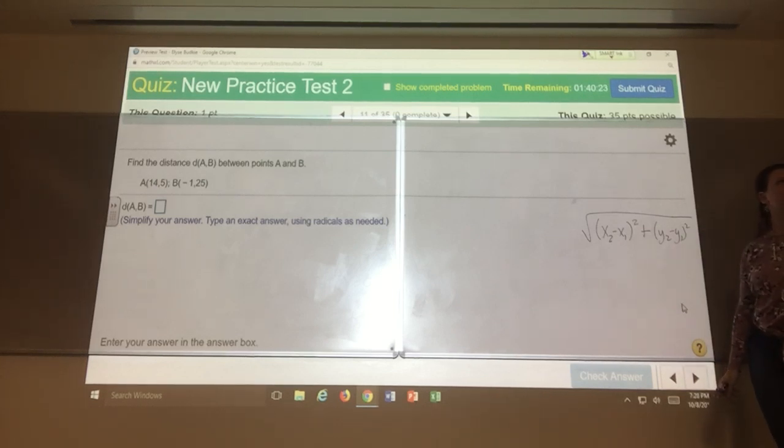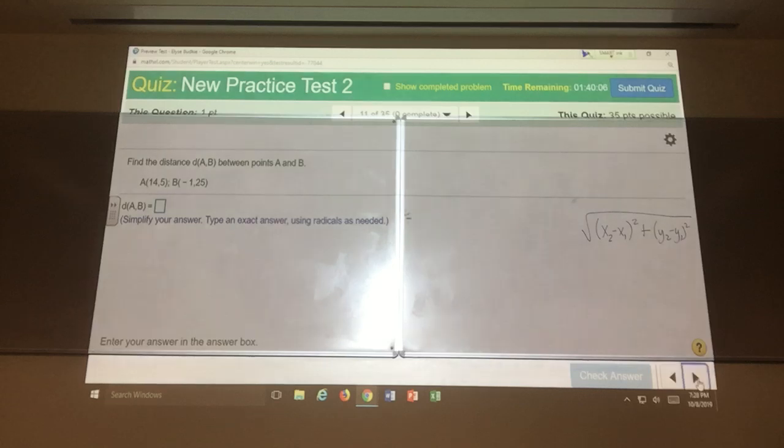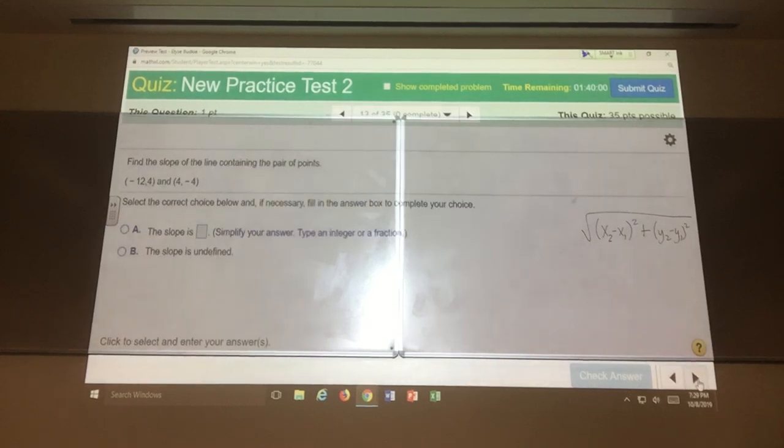There were some people that didn't take the square root. They did everything else and then they just forgot the square root at the end. So don't forget that part. It's important. You will get it wrong if you forget it. Okay. All right. Then this is just another distance. And this one is slope.